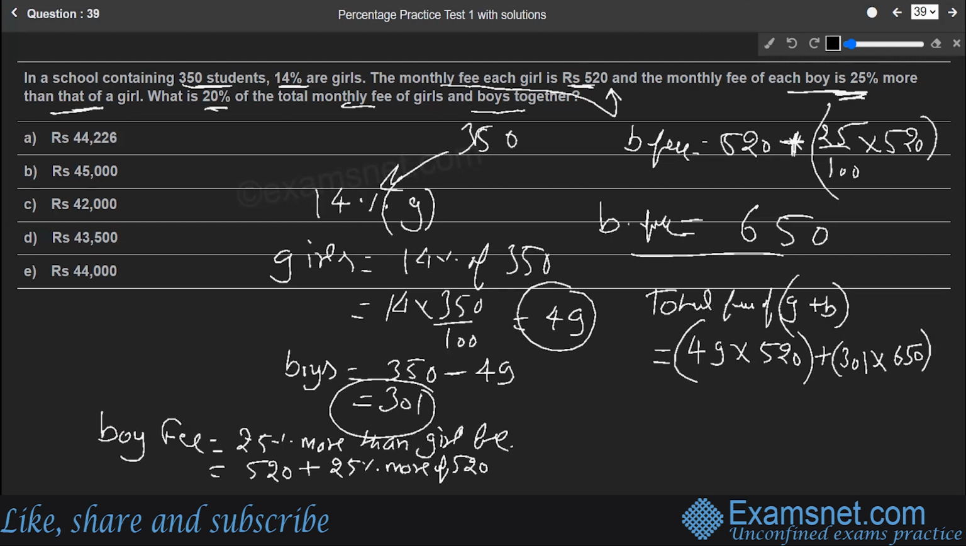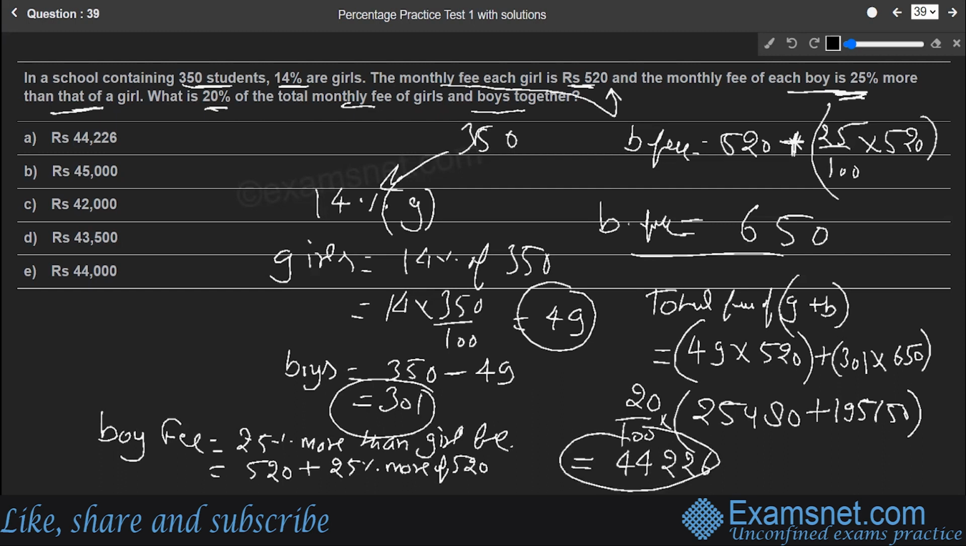He wants us to calculate 20% of this. So we'll just find out 20 by 100 of all this. So it is 49 into 520. If you multiply, this becomes 25480, plus 301 into 650, which comes out to be 195650. So we are supposed to solve this particular expression. If we solve it correctly, it should come out to be 44,226. So that becomes the right answer. The 20% of the total fee of boys and girls is 44,226. Let us see where it is available. It is available in option number A.